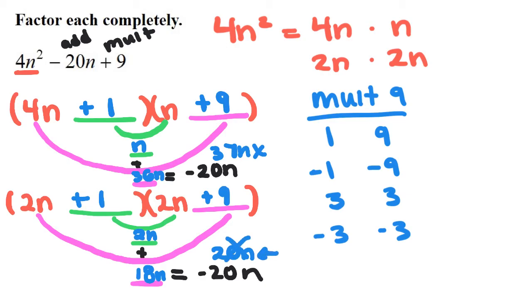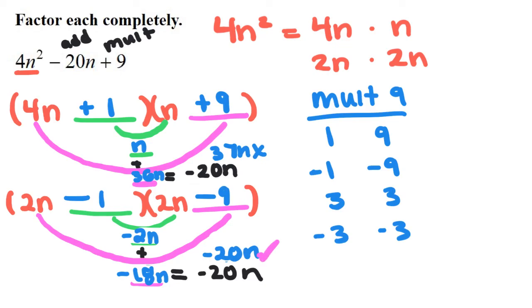So now let's instead try to change the signs because we know that we're close. So instead of using positive and positive, let's try using a negative times a negative. So if I were to do that, I'd have minus 1 minus 9. We get negative 1 times 2n, which is negative 2n. And 2n times negative 9 is negative 18n, which adds equal negative 20n, which is our answer.